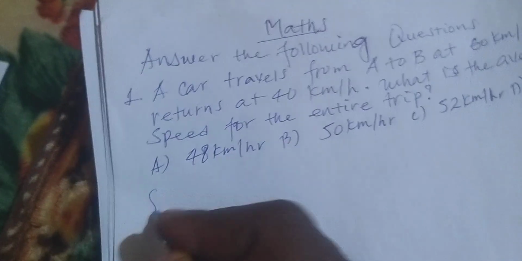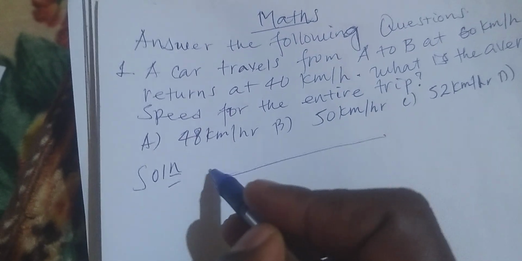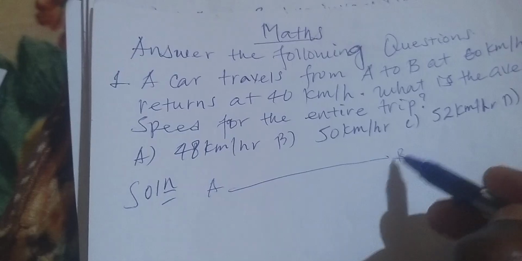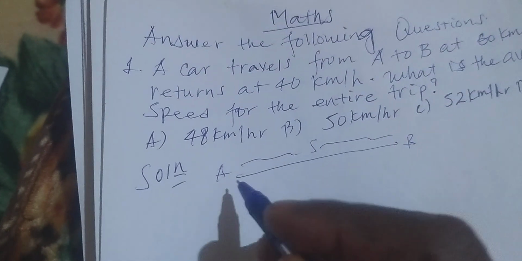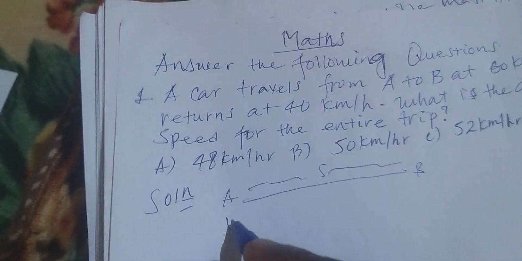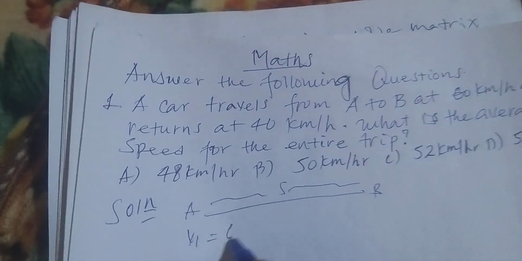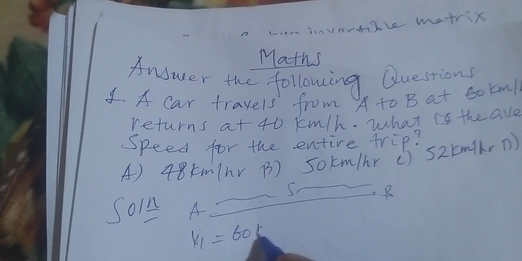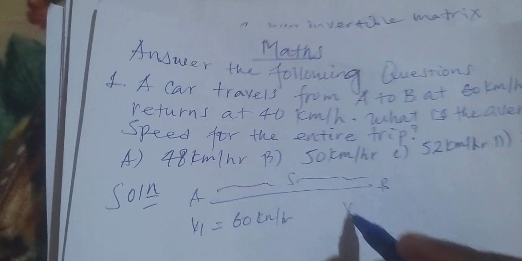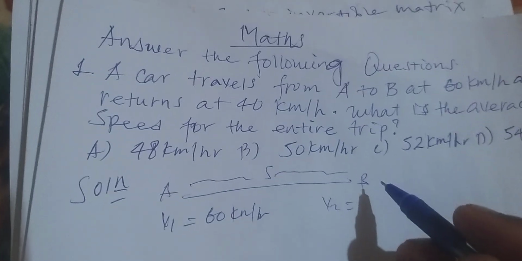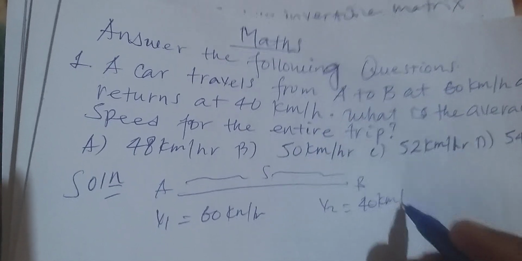Solution. A car travels from A to B. Let's say the distance from A to B is S. So what's given? V1 is given, which is 60 kilometer per hour. Again, V2, the returning speed, is given. What's given? 40 kilometer per hour is given.